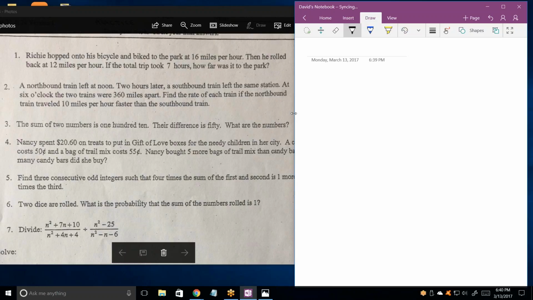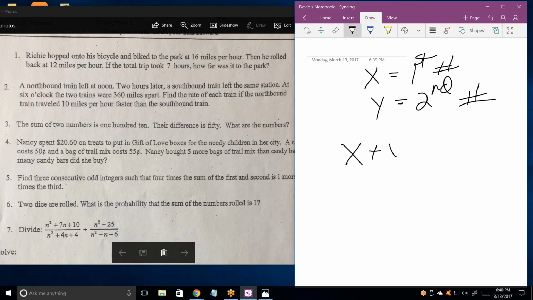What are the numbers? Well, X is going to be the first number they're talking about. Y is going to be the second number. Now, the sum of two numbers is 110. How can I write that as an equation? X plus Y equals 110. And their difference is 50. How can I write that?